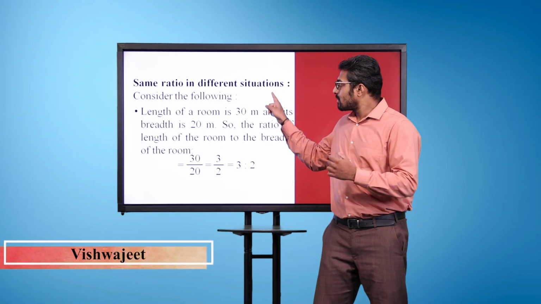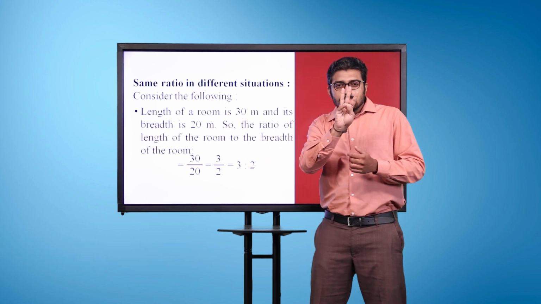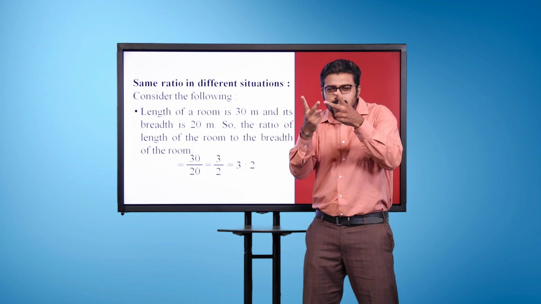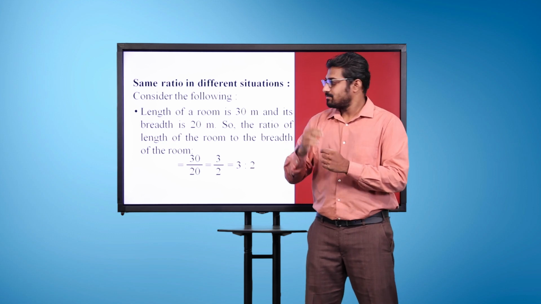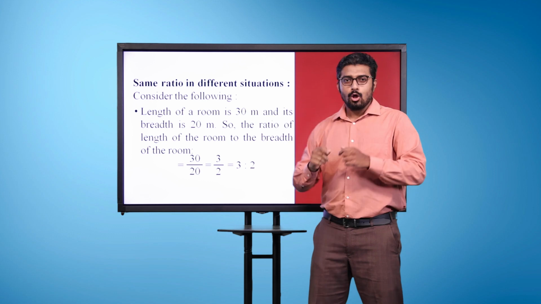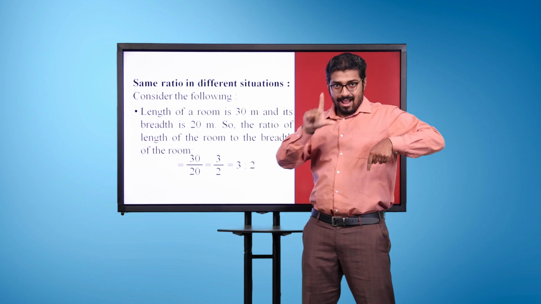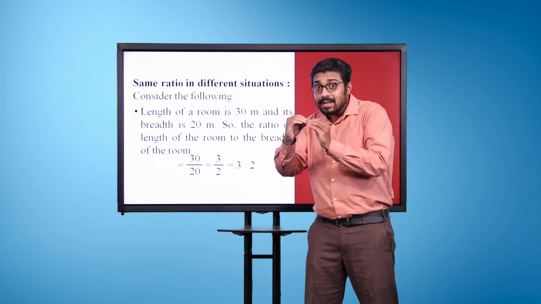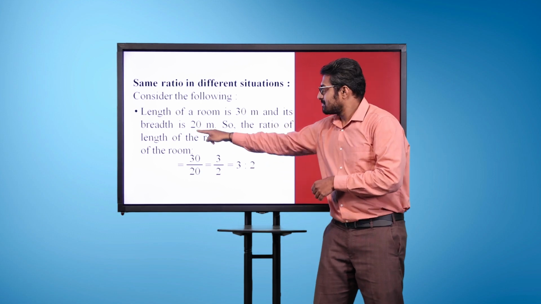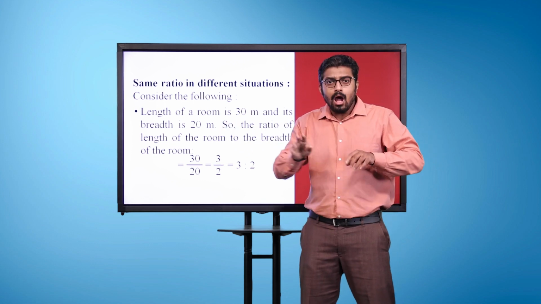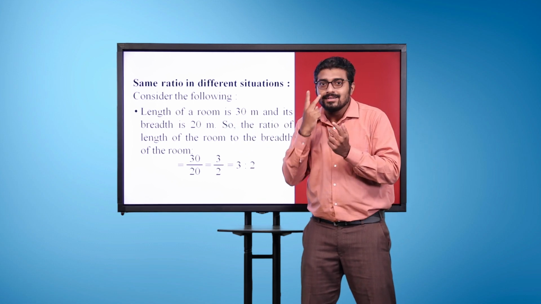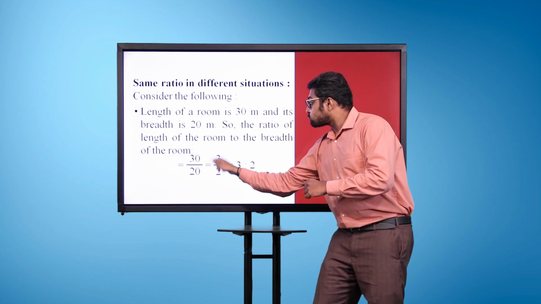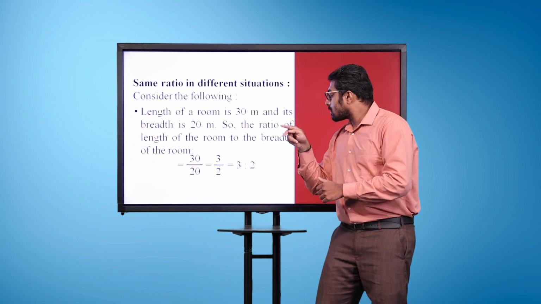Same ratio in different situations. Consider the following. Length of a room is 30 meters and its breadth is 20 meters. So, the ratio of length of the room to the breadth of the room is equal to 30 by 20, which is equal to 3 by 2, which is equal to 3:2.